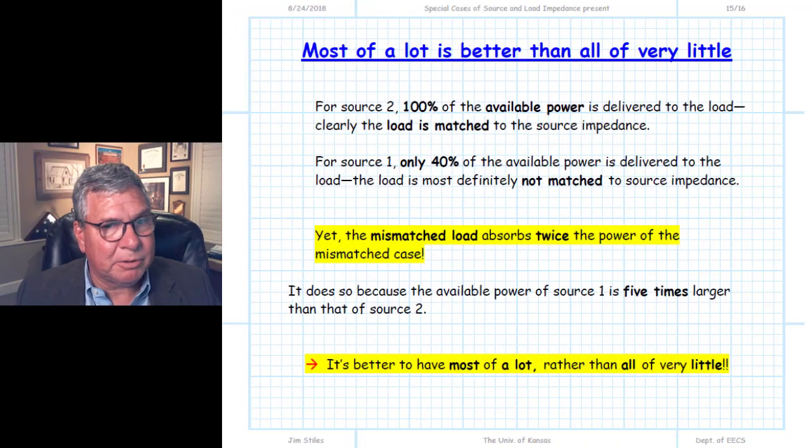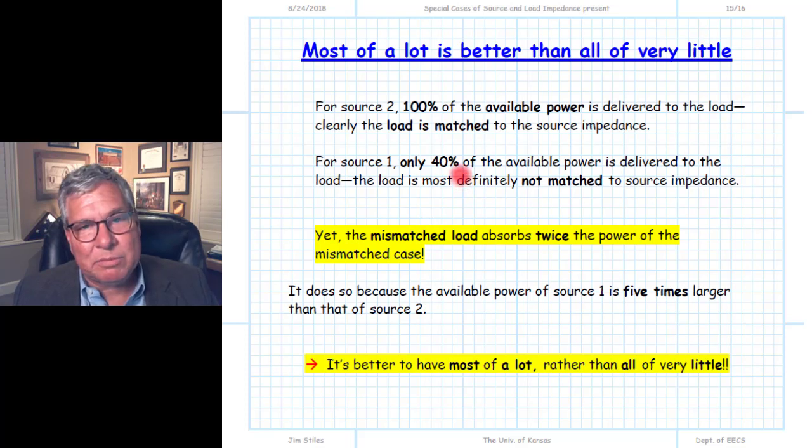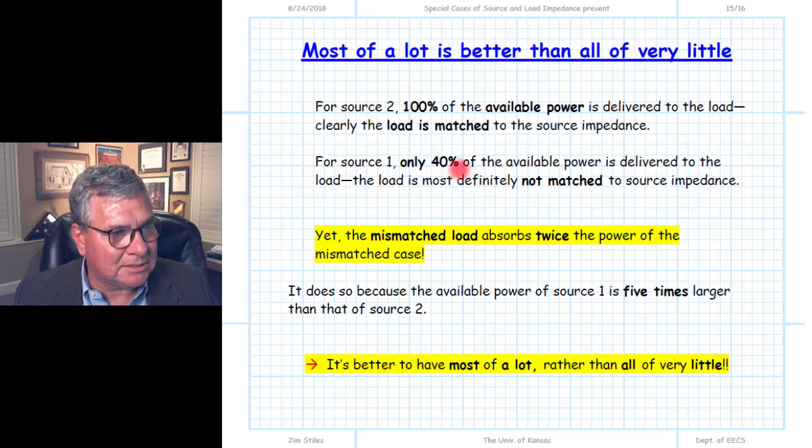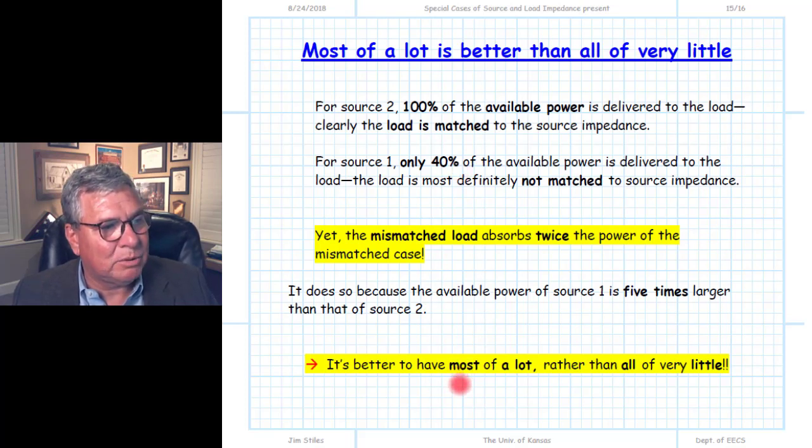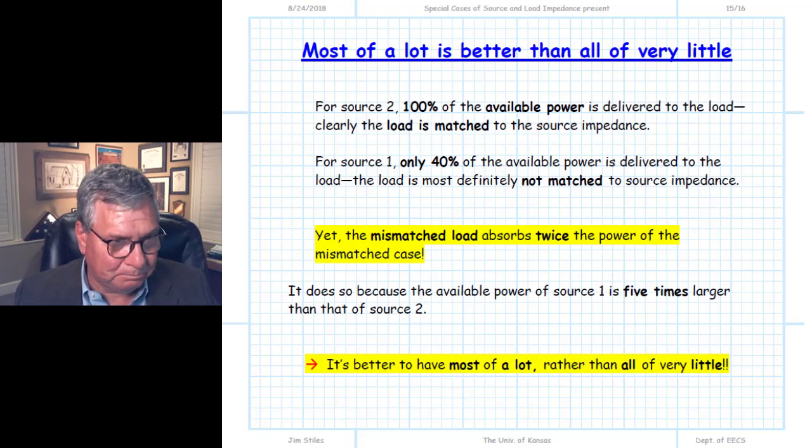So the slide simply reiterates what I just got through talking about. In the second case, we get 100% of the available power, but it's only 100 milliwatts. In the first case, we have 40% of the available power, but that absorbed power is 200 milliwatts. And of course, that really ultimately is the better case. It's better to have most of a lot rather than all of very little.